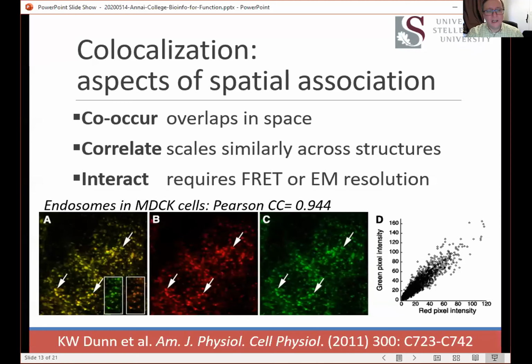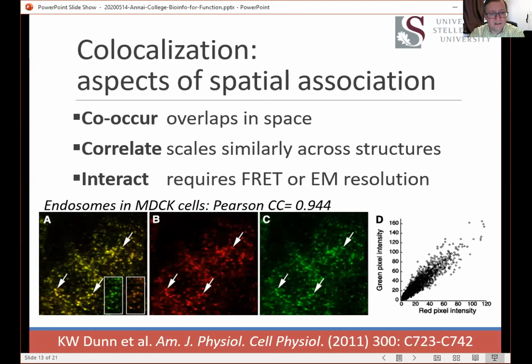If we are looking at fluorescence microscopy data like we are in the ABC panels down at the bottom of the slide, we're looking in this case at different endosomes within a dog cell line, MDCK cells. So if we were to find that everywhere the red dye was present, the green dye was present, we would be able to say that the protein products to which they were linked were showing up in the same locations. You can do that with confocal microscopy.